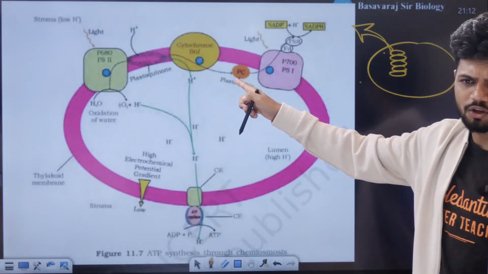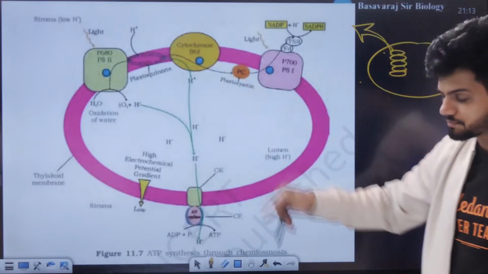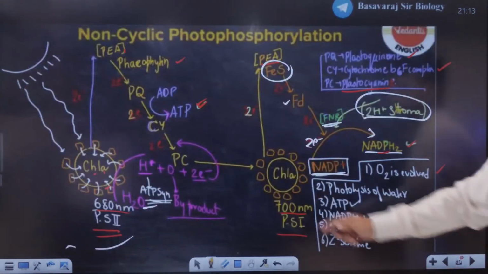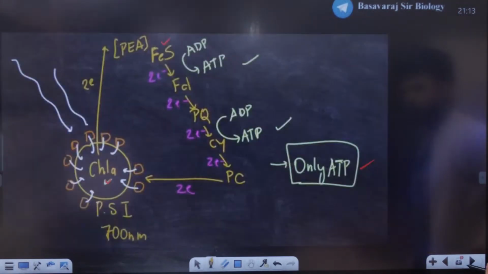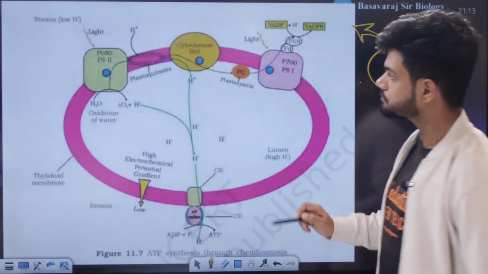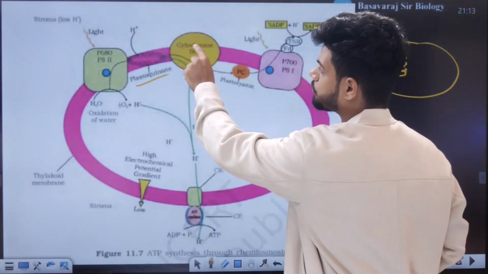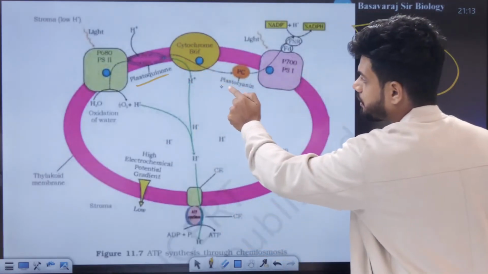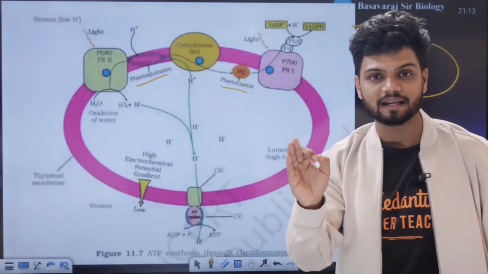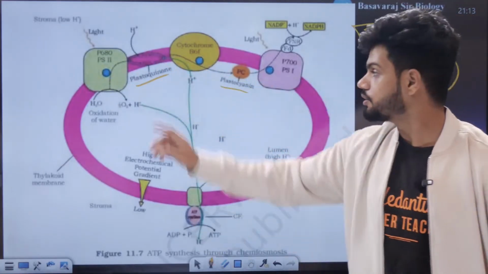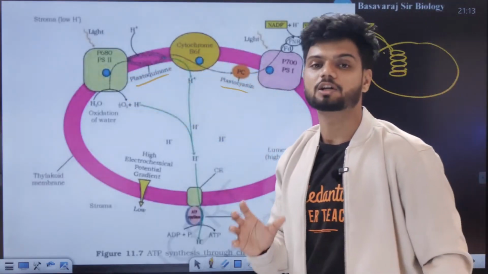Do you remember this, students? Do you remember PQ, CY, PC? PQ, plastoquinone. CY, cytochrome B6 subcomplex. PC, plastocyanin. So this right here is nothing but non-cyclic photophosphorylation. Non-cyclic photophosphorylation is occurring right here on the lumen, on the thylakoid.